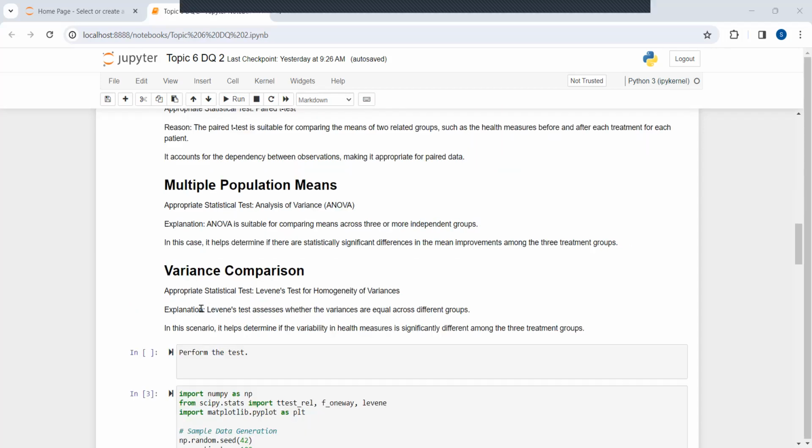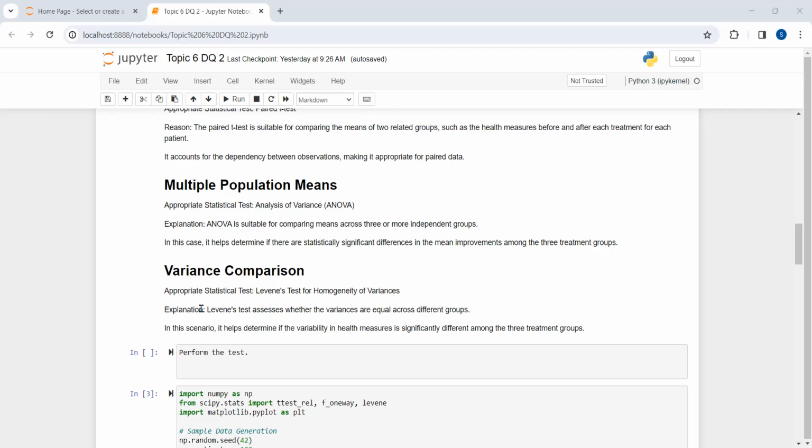For multiple population means, the appropriate statistical test would be the analysis of variance, ANOVA, since it is suitable for comparing means across 3 or more independent groups. In this case, it determines if there are statistically significant differences in the mean improvement among the 3 treatment groups.